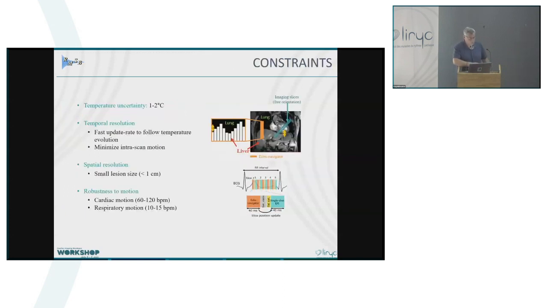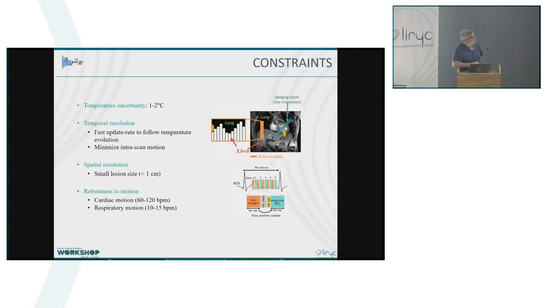Measuring temperature change using MRI is a highly challenging task because you need to have temperature uncertainty in a range of 1 or 2 degrees. You need a fast update rate, so you need to use fast acquisition. How did we do that? We implemented an EPI-based sequence with triggering on the ECG, with the electrodes positioned on the thorax, and making, for example, a navigator to compensate for respiratory motion.